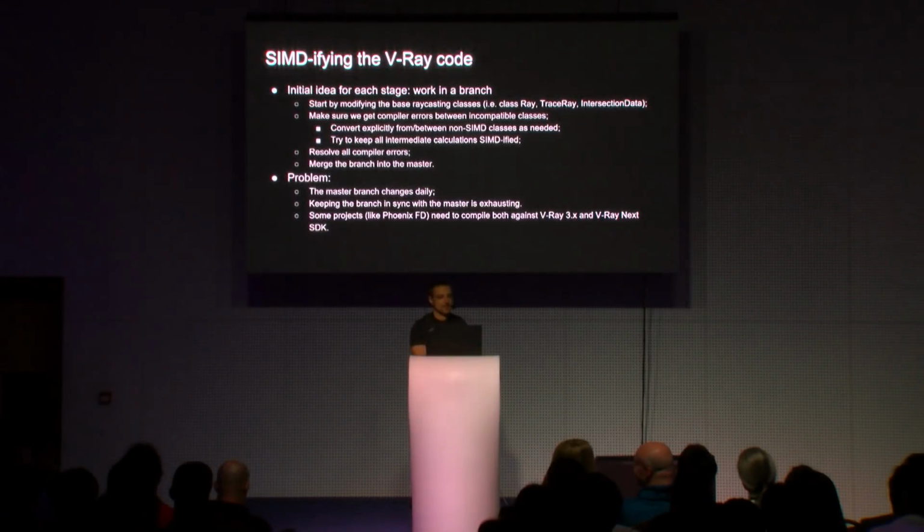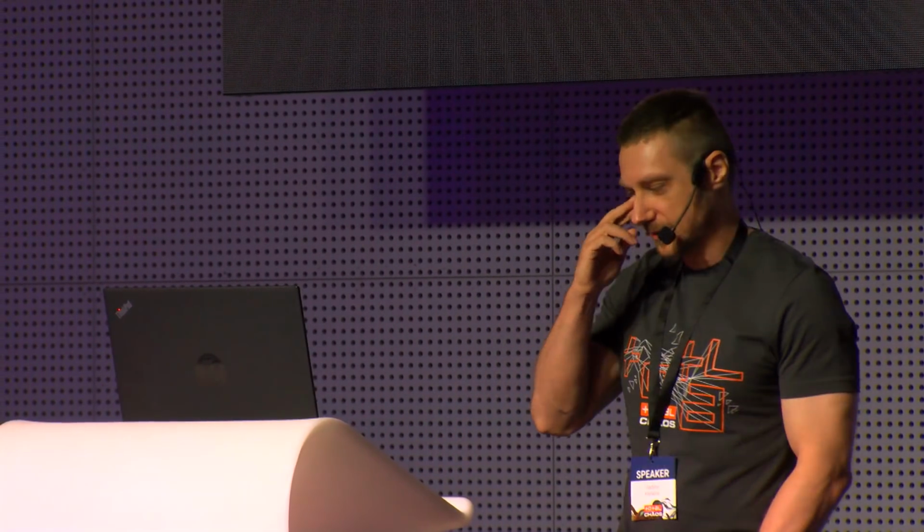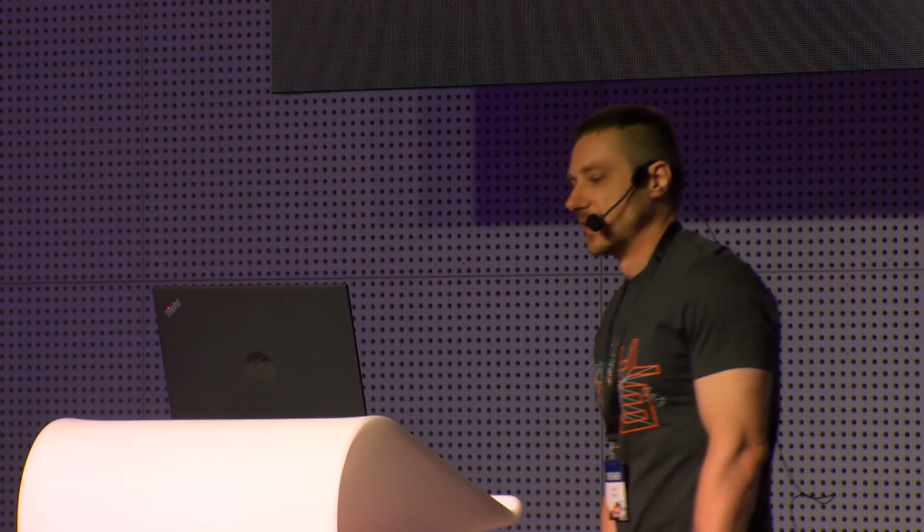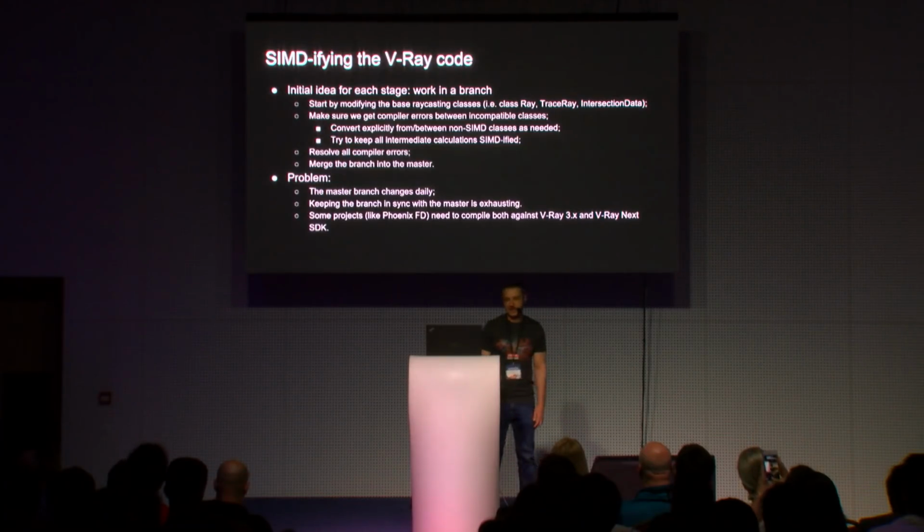So I was wondering, I tried this. So you change those 5 lines, nothing compiles, you get thousands and thousands of errors, and how do you fix that? And originally, I thought that I would be able to do this in a branch, do all the modifications, make sure that the code works, and then merge it back.